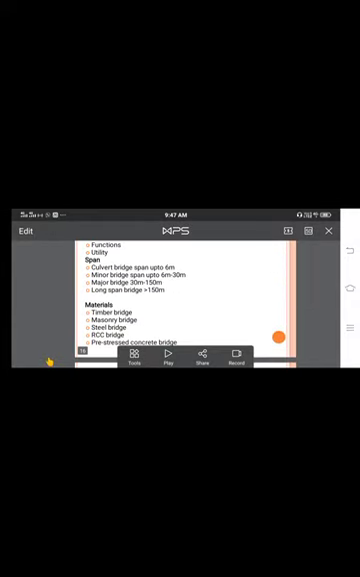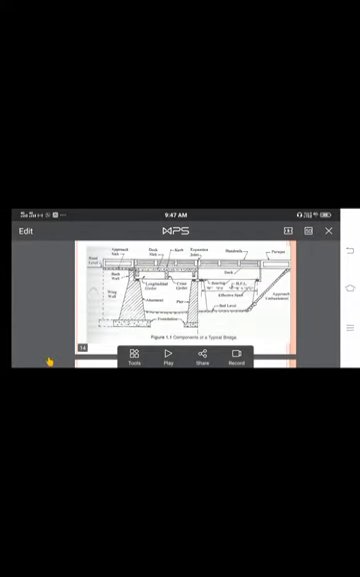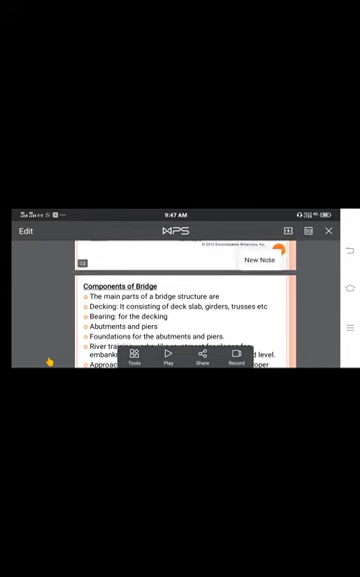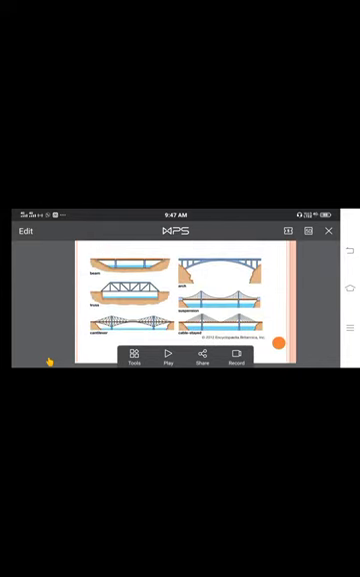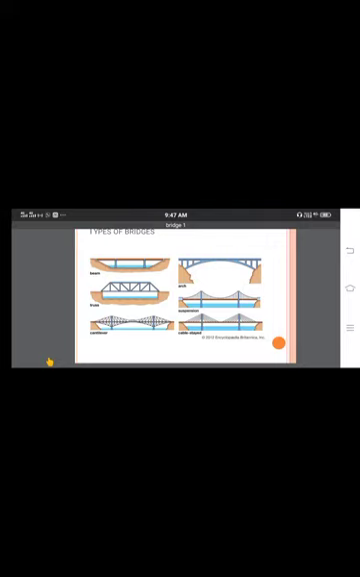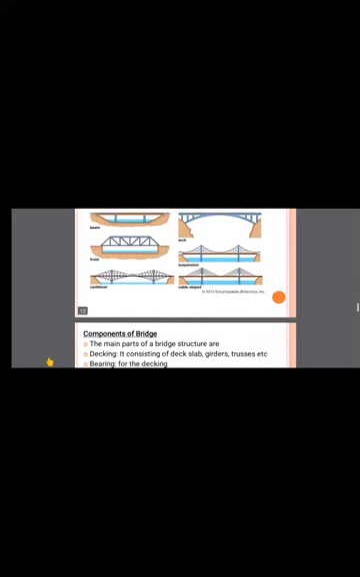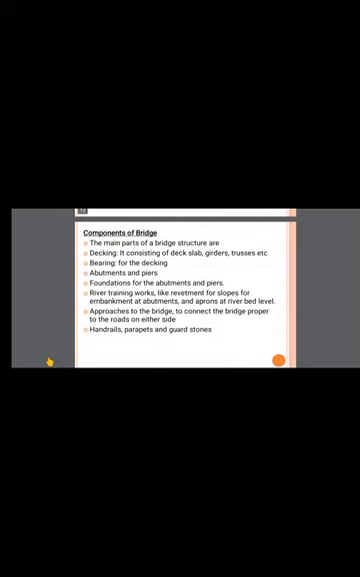Today we'll start with... yesterday we studied some of the various types of bridges, isn't it? Okay, what are those? Beam bridge, truss, arch bridge, suspension, cantilever, and cable stay. And also we studied yesterday the history of the bridges, how the bridges came to exist, isn't it? So now we'll study the components of the bridge.